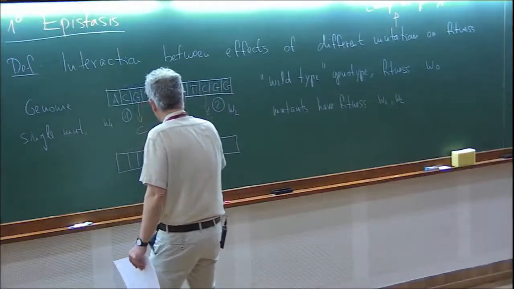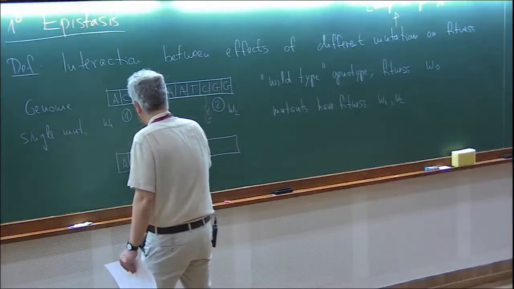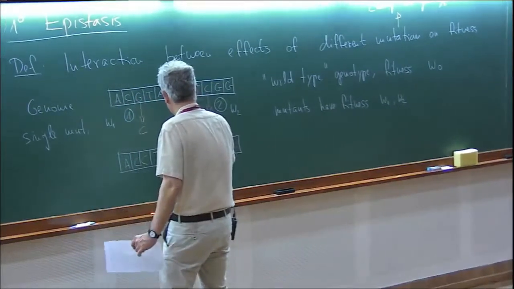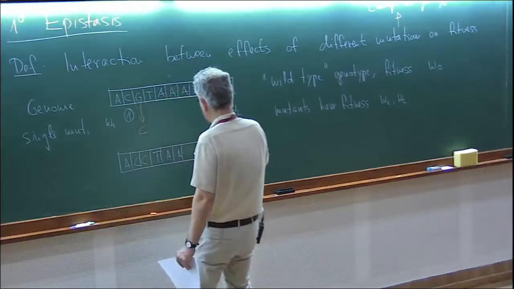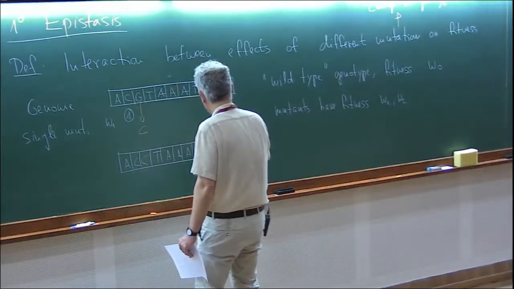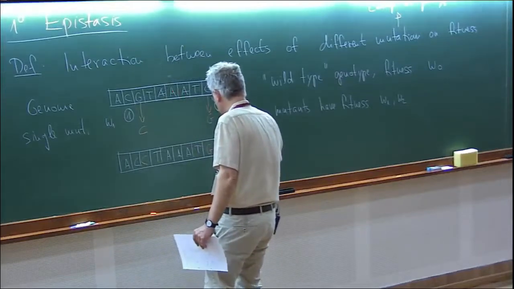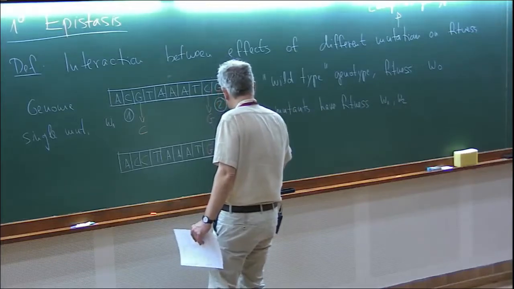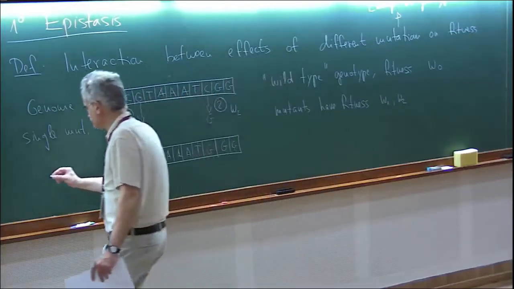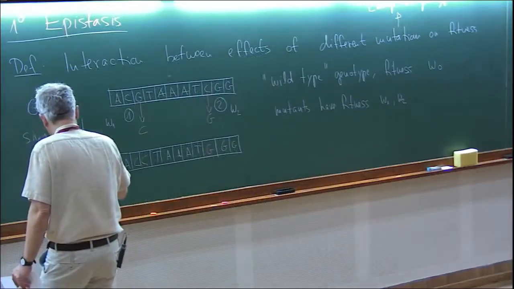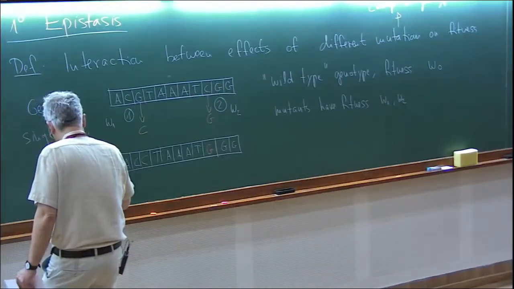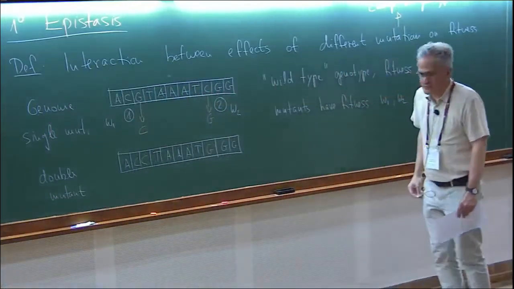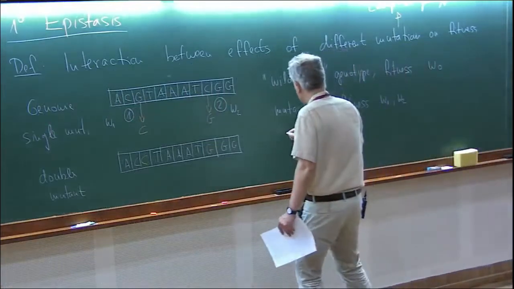Let me just try to copy this down. A C, so here we now have a C. T, A, another A, a T, and here we now have a G. And G and G, all right? So this would now be the double mutant. And this will have some fitness W12.